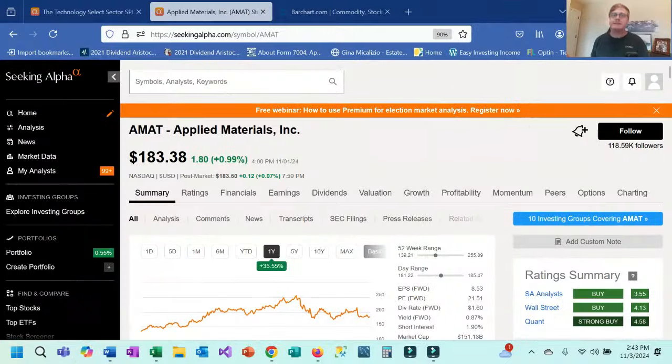Okay, let's jump right in. I primarily like to use two tools to help me with determining if it's a good company as well as if it's at a good price. Those tools are Seeking Alpha and Barchart. I'm going to share with you a little bit about each today.